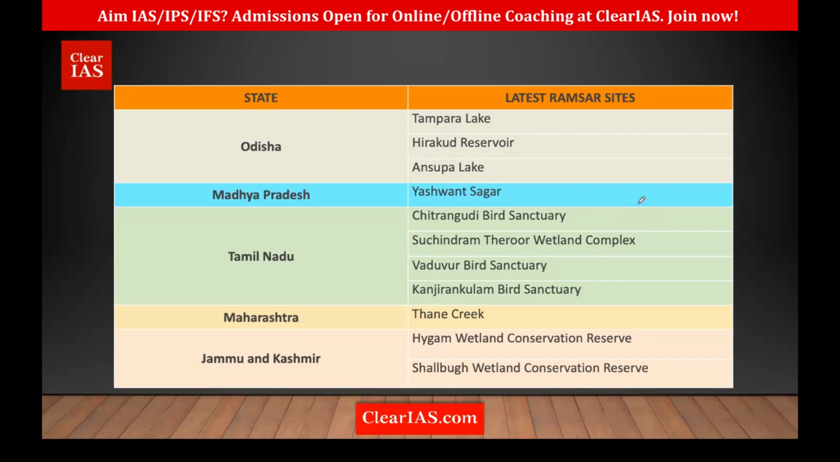Then in the west, we have Maharashtra, Thane Creek. And again in the north, that is Jammu and Kashmir, 2: Haigam Wetland Conservation Reserve and Shalbuk Wetland Conservation Reserve. Easy to remember? Now we'll see the location.